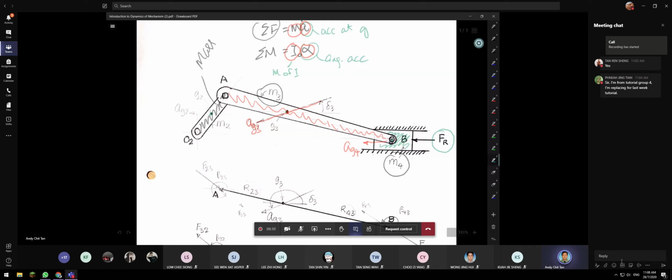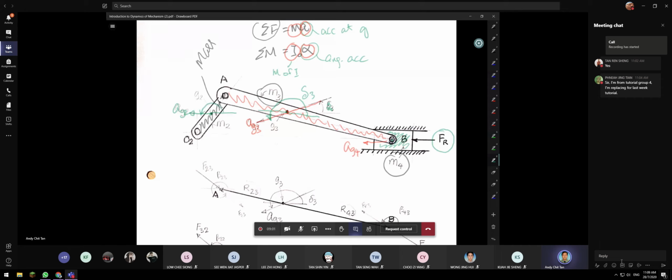In this case, we need to draw a horizontal line. The angle of acceleration starts from the x-axis and goes all the way to the arrow of your acceleration. So the delta 3 should be here. Now, the acceleration of link number 2, we call this AG2. In this case, the angle of acceleration is here.